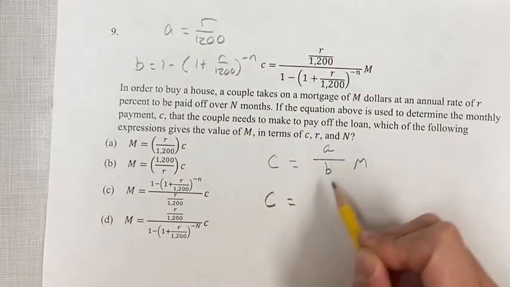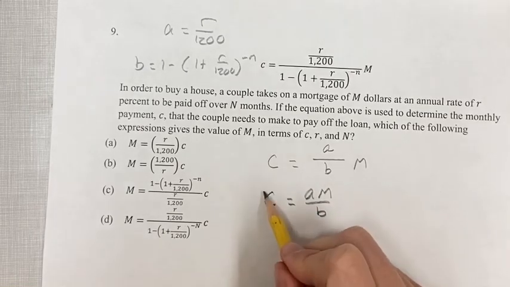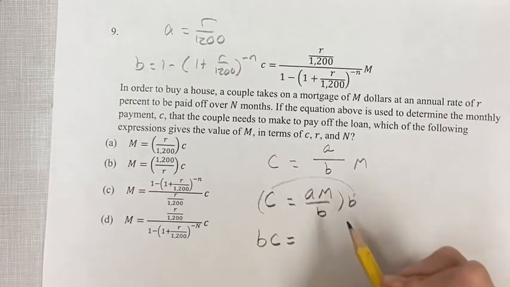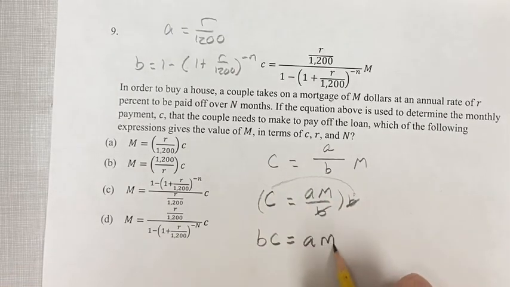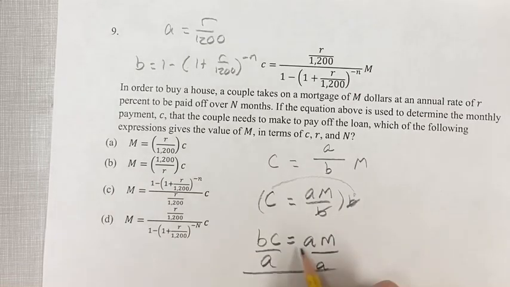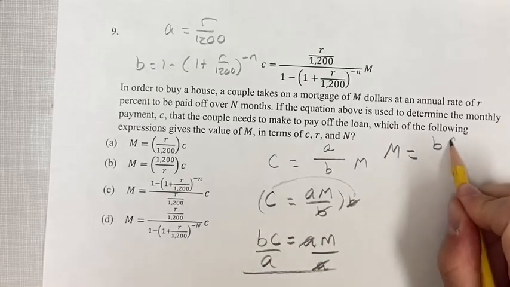So we have C is equal to A times M over B. If we multiply both sides by B, we have B times C is equal to, and then these cancel, so AM. We want to get M on its own, so divide by A. These cancel, and we have M is equal to BC divided by A.